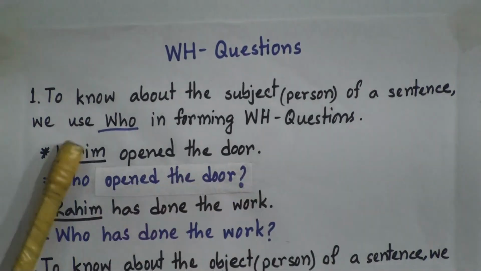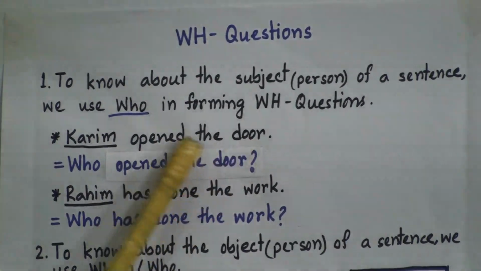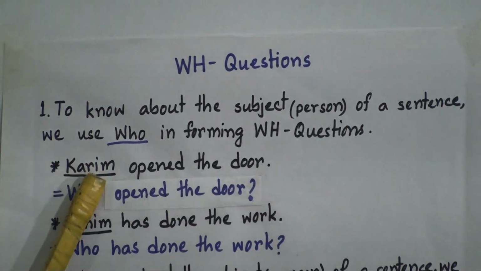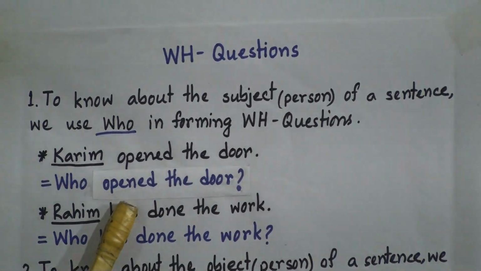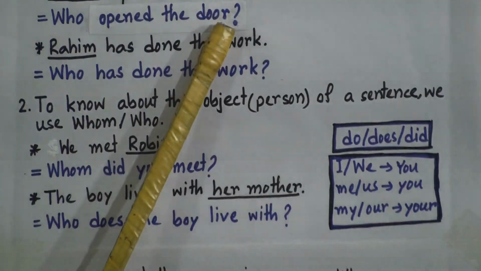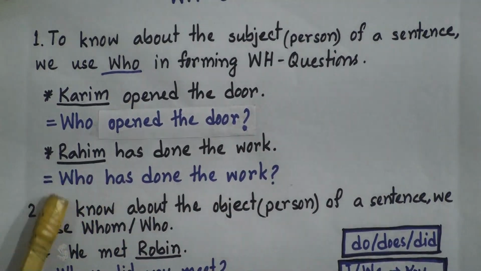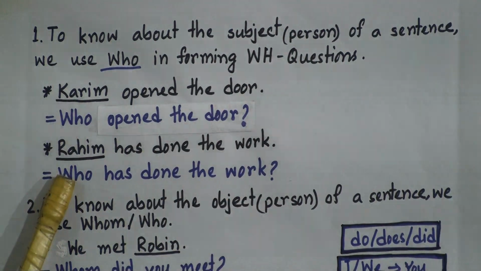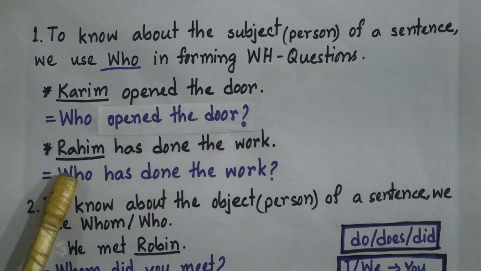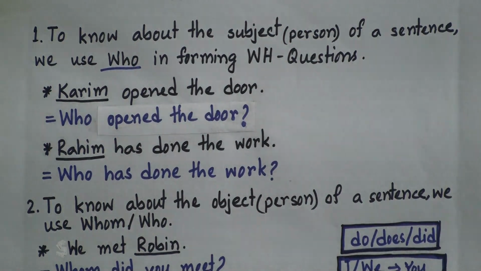Karim opened the door. So here Karim is our subject and this is the underlined word. That means we know about Karim. So we will start our question with who and then we will write the rest of the sentence. Who opened the door? Now Rohim has done the work. Now look, we start our question with who. Who has done the work? So if you want to know about the subject of a sentence and if the subject is a person, we will use who. Or if the subject was not person, we will use what.